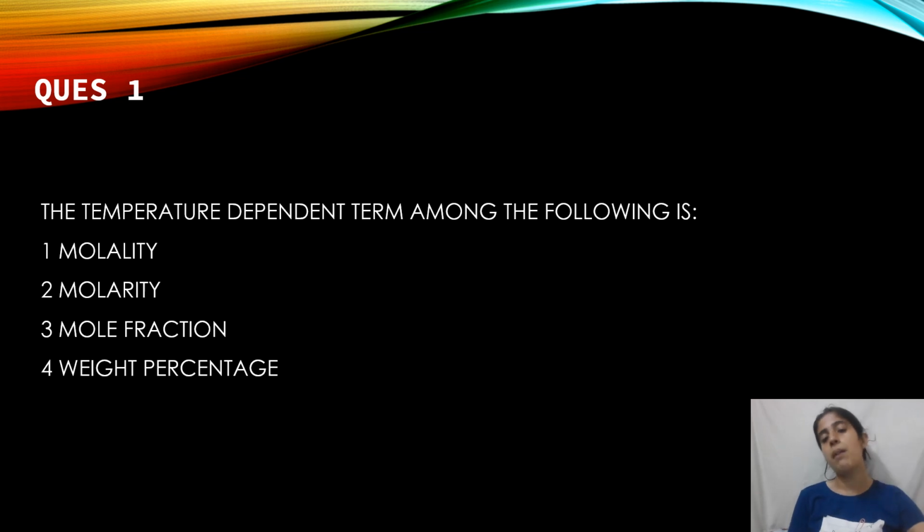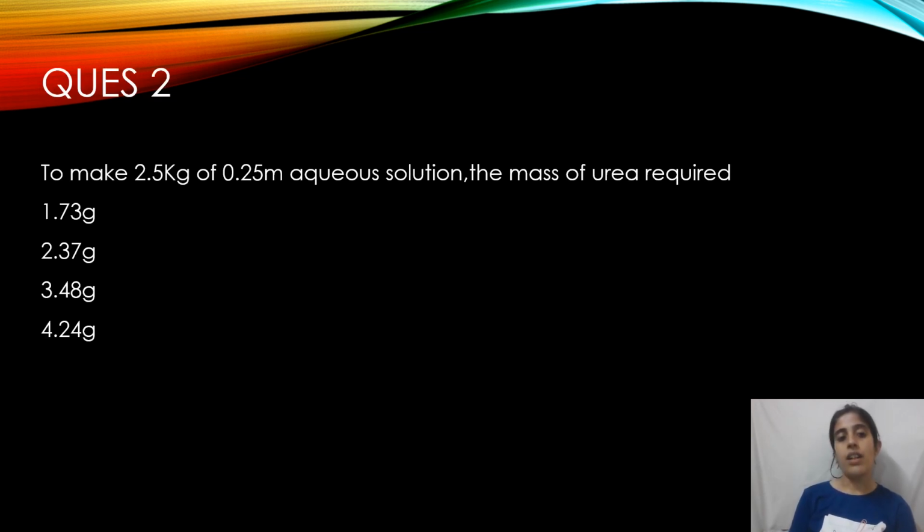So molarity is dependent upon volume. So volume is temperature dependent, not mass. So molarity is the answer of this. Next question is to make 2.5 kg of 0.25 m, that is molality is given. And molality equals number of moles divided by mass of solvent in kg. Mass of solvent is also given.